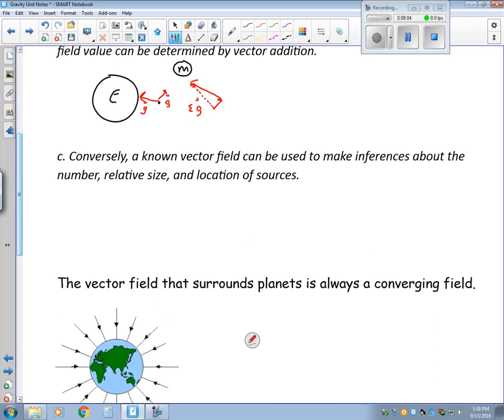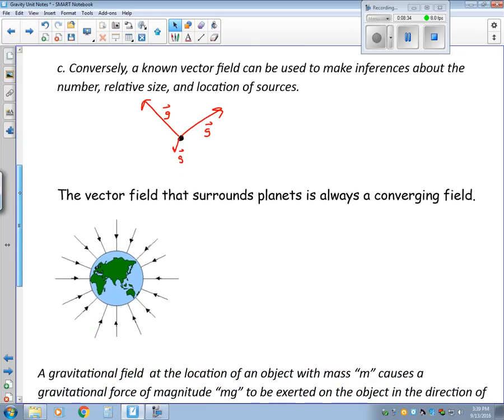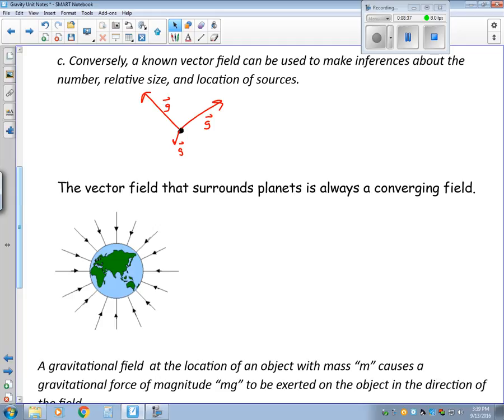Conversely, a known vector field can be used to make inferences about the number, the relative size, and locations of the sources. So if I have a satellite out in space and it measures these gravitational fields, it can say, oh, there are three sources, one is stronger than the rest of them, and go from there. The vector field itself will surround the planet, and it's always converging. It's always pointing towards the source.